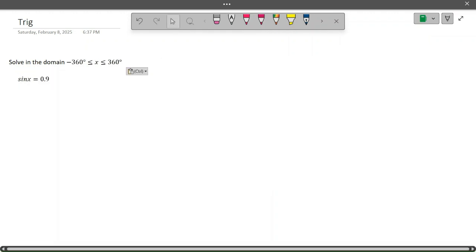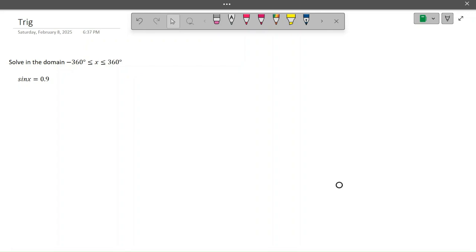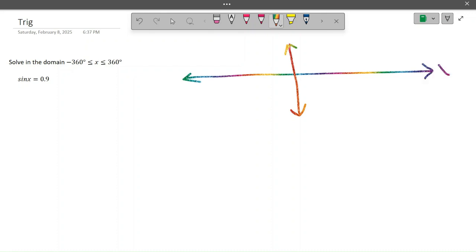All right, our last problem. So we are solving in a different domain this time. We are looking at the domain from -360 degrees to +360 degrees when sine of x equals +0.9. So I'm going to just draw our graph here. So we've got our x-axis, we've got our y-axis, and we know that the graph looks like this.